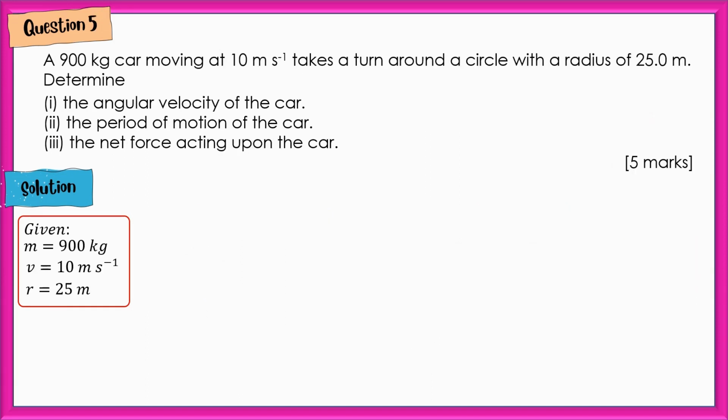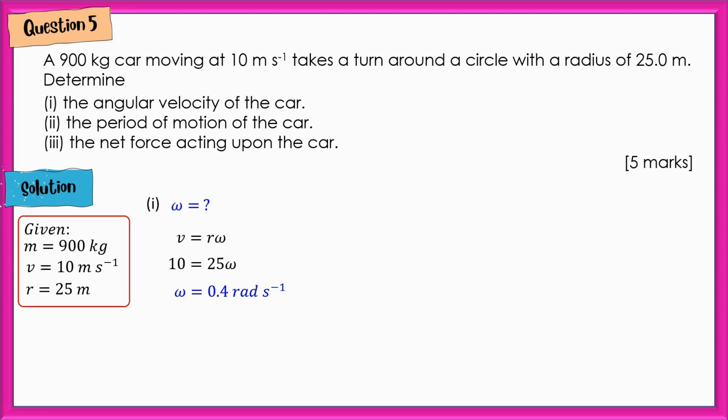Question number 5 is from topic 5, which is about circular motion. Okay, take a look at the question. A 900 kilogram car moving at 10 meter per second takes a turn around a circle with a radius of 25 meter. Referring to the question, list the information given, and then you need to determine the angular velocity of the car. For the angular velocity, we can use the equation V is equal to R omega, and then V is 10, R is 25, so the angular velocity is equal to 0.4 radian per second.